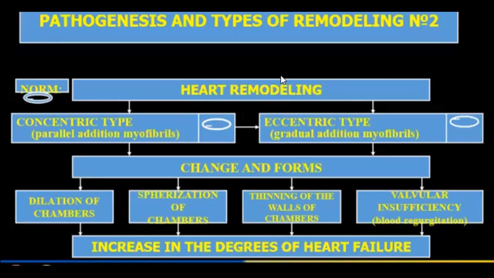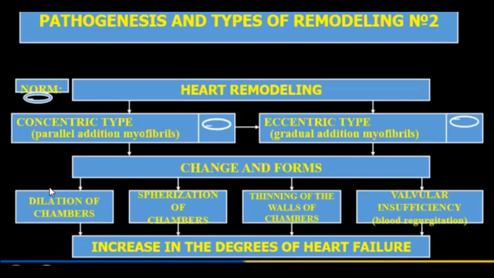Pathogenesis and types of remodeling. Second, in a norm, heart remodeling, concentric type, it's a parallel addition of myofibrils, and eccentric type, gradual addition of myofibrils.